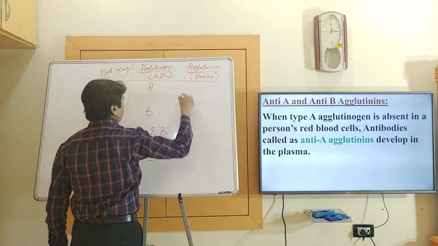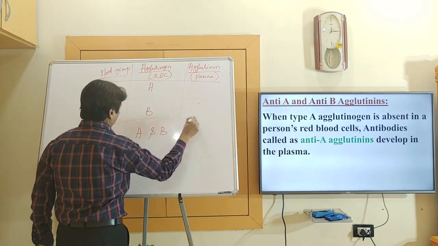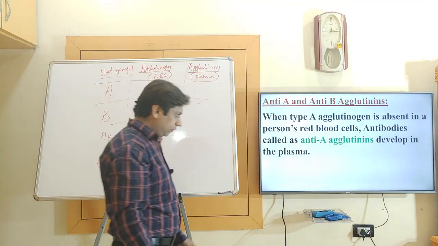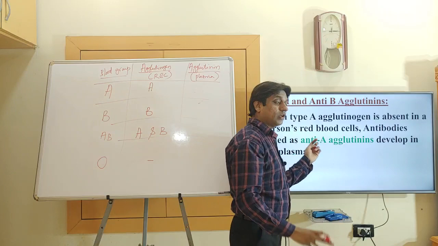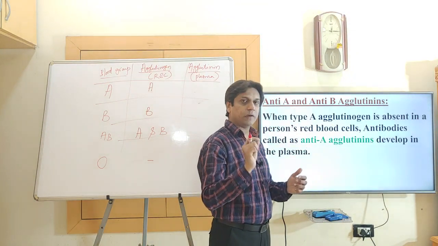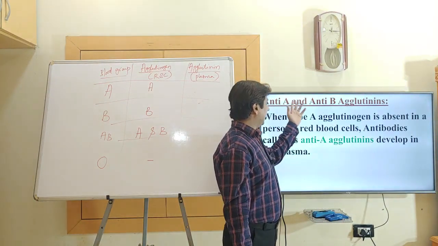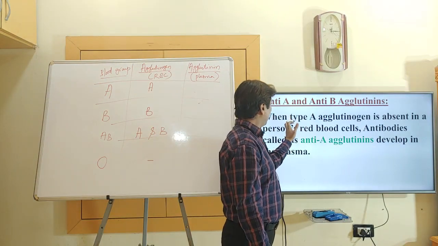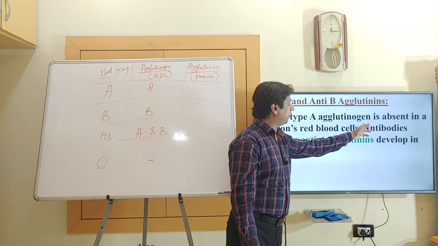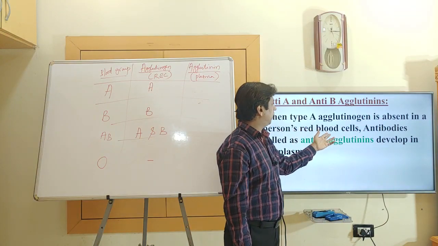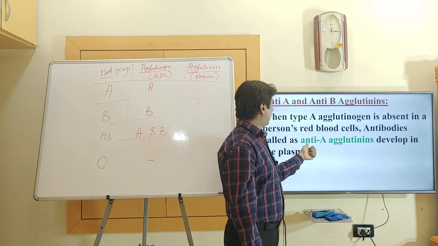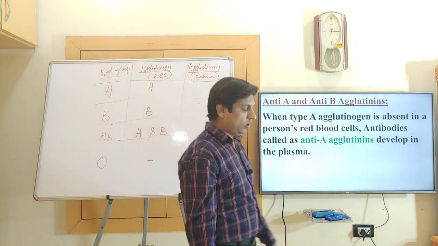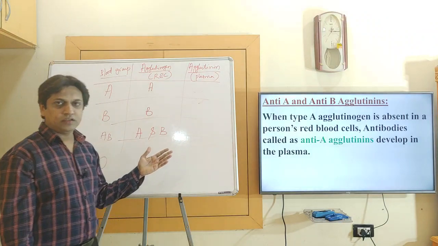So what are these agglutinins? Agglutinins are basically antibodies. There are 2 types of agglutinin in this particular ABO blood group system: anti-A and anti-B agglutinins. That is, when type A agglutinogen is absent in a person's red blood cells, antibodies called anti-A agglutinin develop in the plasma. This is the same thing as in Landsteiner's law.